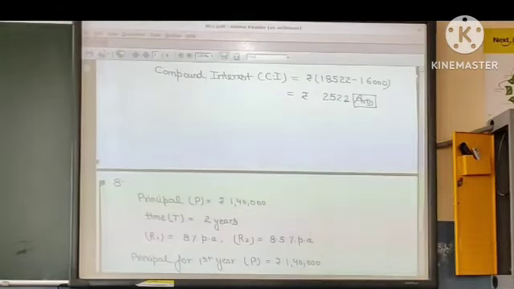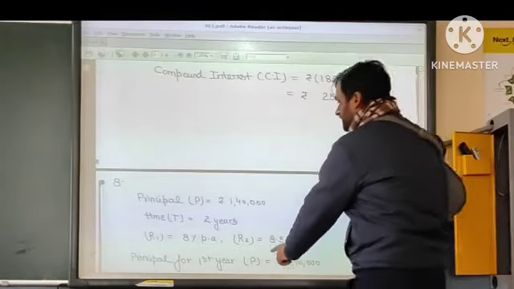What more do they say? See here. Find the amount and compound interest payable at the end of the second year. Now this question is no different. The only different thing is that the principal is there, time is 2 years, and the rate of interest is of two types. One rate is for the first year, and the interest rate for the second year is different.